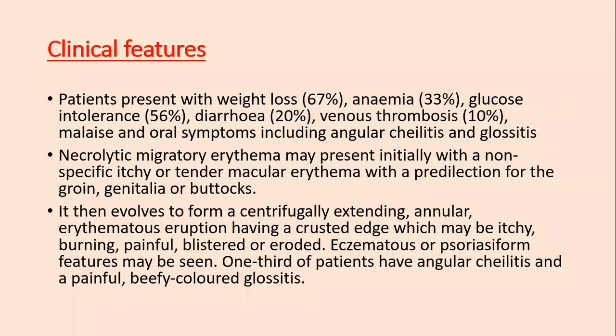The triad is recent onset diabetes, weight loss, and unusual dermatitis. Weight loss is seen in 67%. Anemia in 33%, glucose intolerance in 56%, diarrhea in 20%. Venous thrombosis 10%.